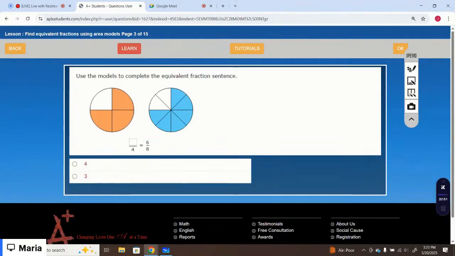Use the models to complete the equivalent fraction sentences. So 6 by 8 equals, that is 3 out of 4, option number 2 is the correct option.